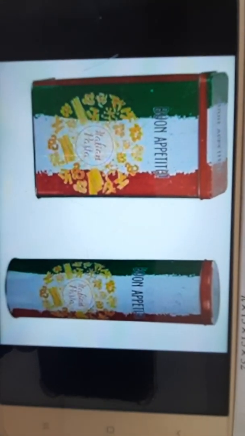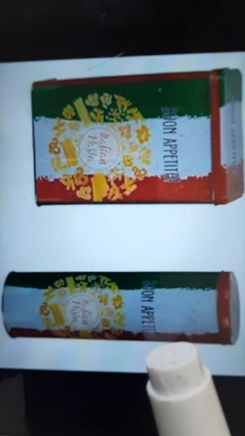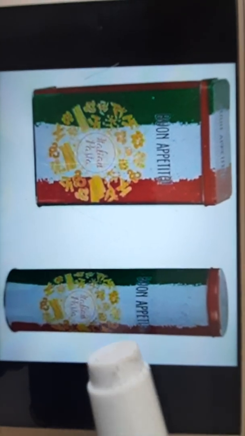As you can see in this picture, many things are available in different kinds of packs. Here one pack is in the shape of a cuboid with rectangular base, and the other is in the shape of a cylinder with circular base. So they are asking which box is having greater capacity, and the dimensions of the 2 types of boxes are given in the question. So let's find out their capacity.